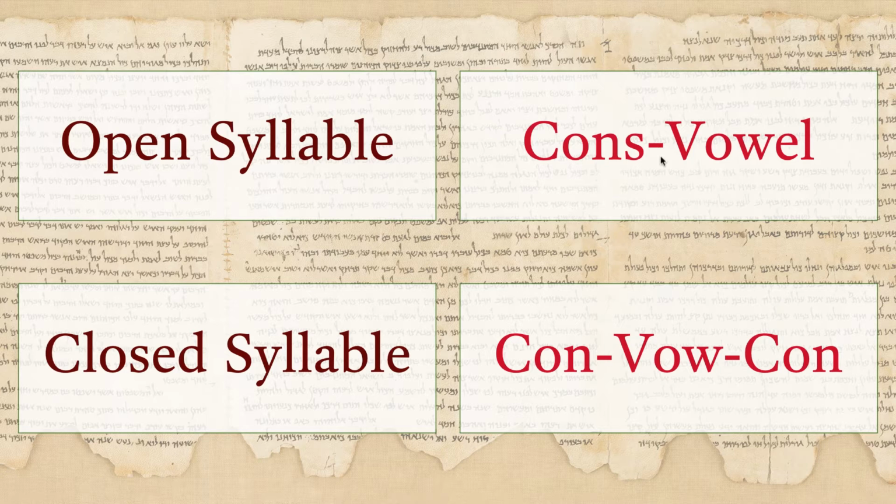An open syllable ends with a vowel. So you have a consonant and a vowel. That's an open syllable. A closed syllable is closed with a consonant. So you start with a consonant, there is a vowel in between, but you end with another consonant, and therefore it is a closed syllable.